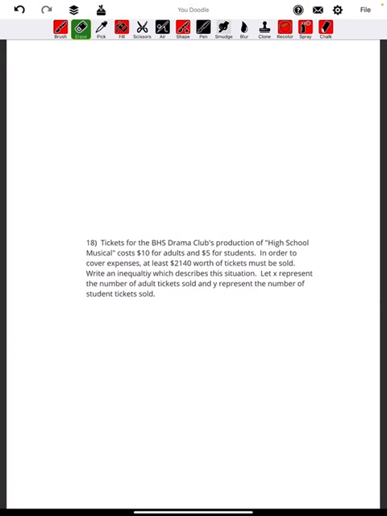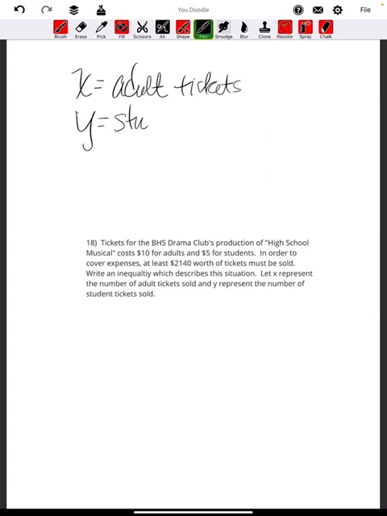Sorry, let me turn my pen on. So X has to equal the number of adults. So we'll say adult tickets. And then Y has to equal student tickets.